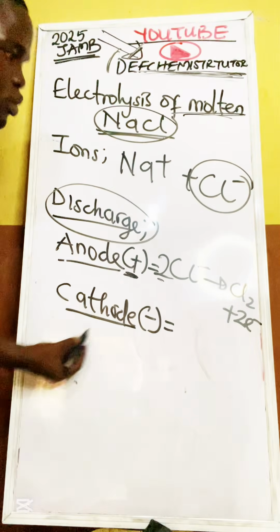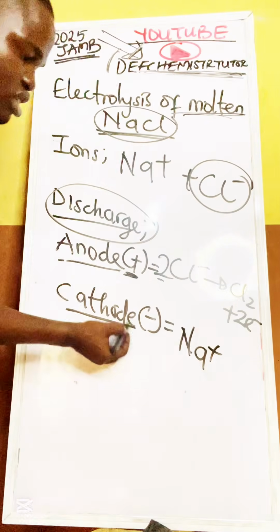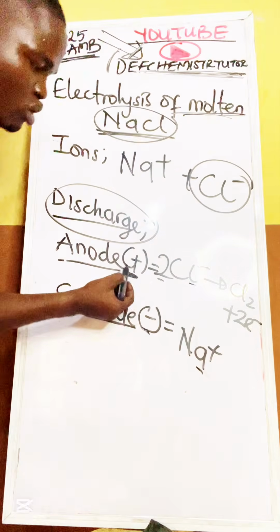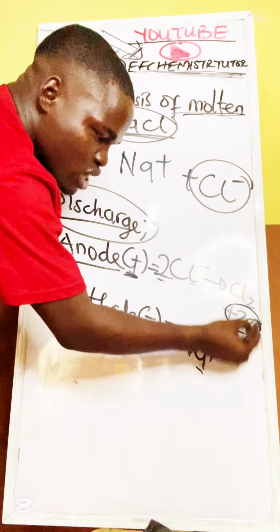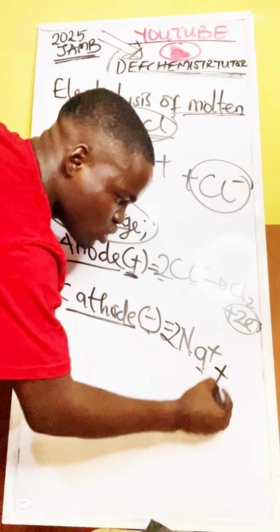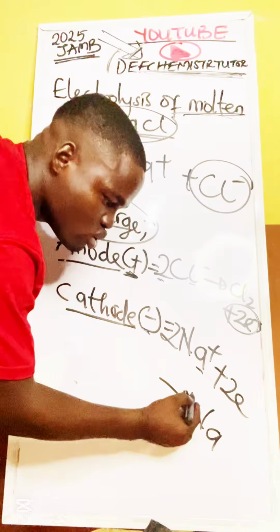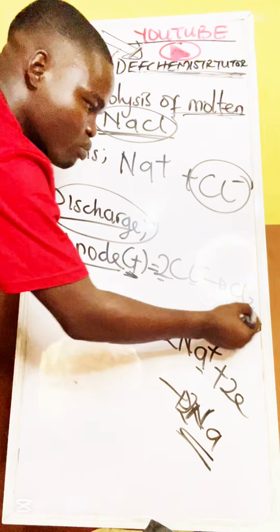Now, cathode, what will come here? This guy will come here because it is what? Positive. It will come and meet the girl. The guy will come and meet the girl. The girl will come and meet the guy. So why am I going to add 2 here? Because it is losing 2 electrons. You must be gaining 2 electrons too. Then to give what? Na. How many? 2 Na. So these are the product at the anode. This is the product at the cathode.